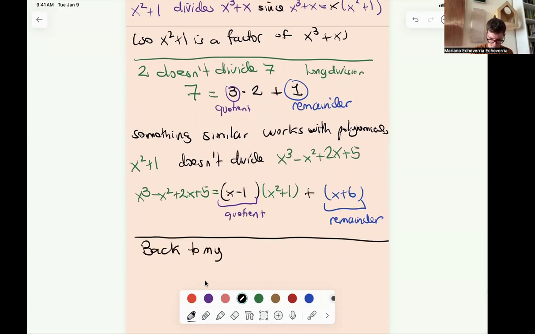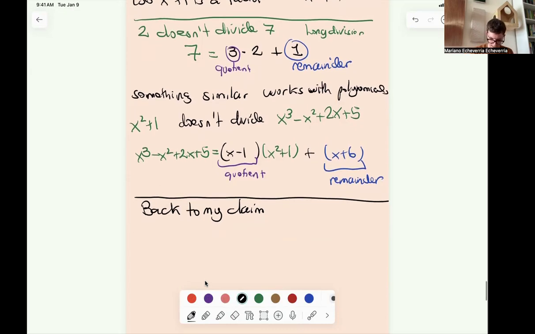So back to my claim. What I was saying is that if you have a polynomial f of x of degree 2n plus 1, my claim is that the formula that you get from the Gauss-Legendre quadrature is exact in this case.